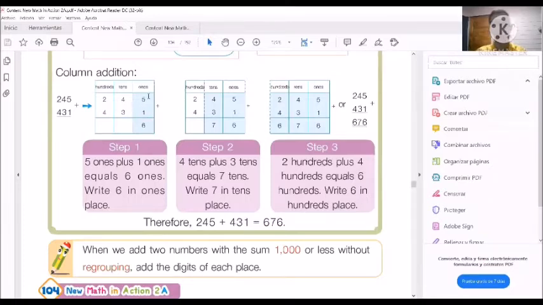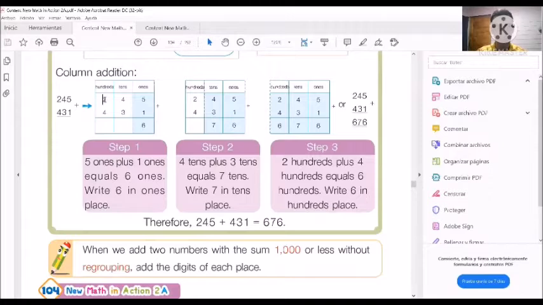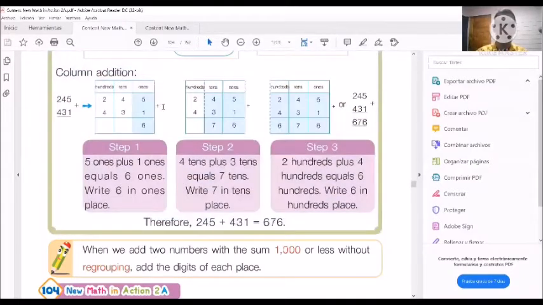So let's check. Okay, here we have 3 places. Ones place, here we have number 5 and number 1. Then we have tens place, so we have number 4 and number 3. And after we have hundreds place, so we have number 2 and number 4. So we are adding each number with the other number in the same place. You know already these number places, so this is not new for you.